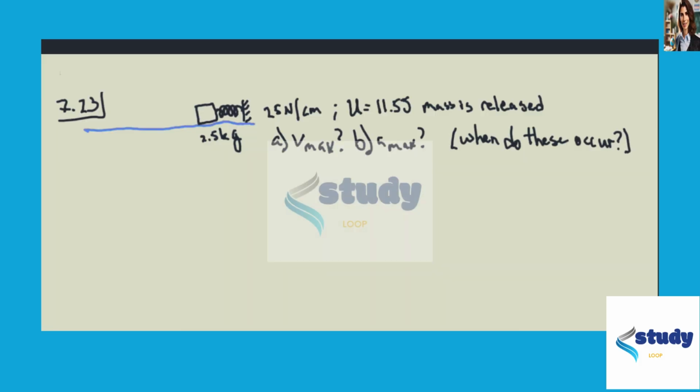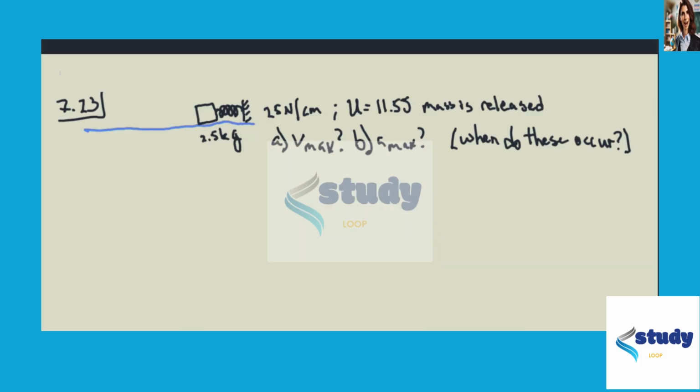Problem 7.23. So we have a block that's not attached to this spring being compressed against it. The spring is fixed to some sort of fixture, and then the frictionless air table. The spring constant is 25 newtons per centimeter, and the spring is compressed by the block until 11.5 joules is the potential energy stored. So we want to find what the maximum speed and acceleration are, and at what points in this process they occur.